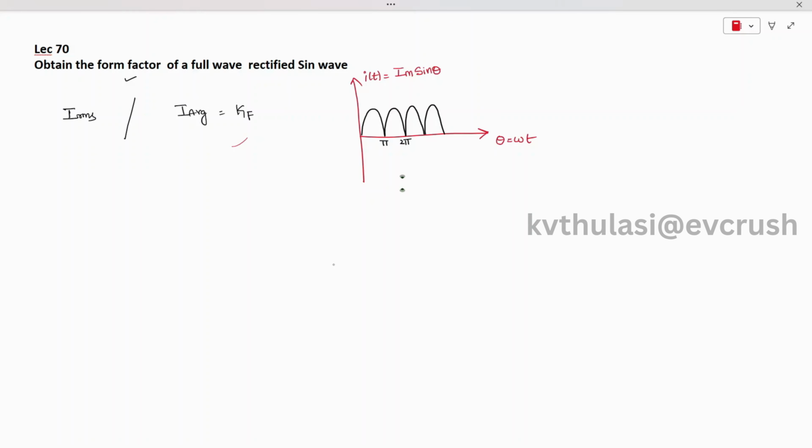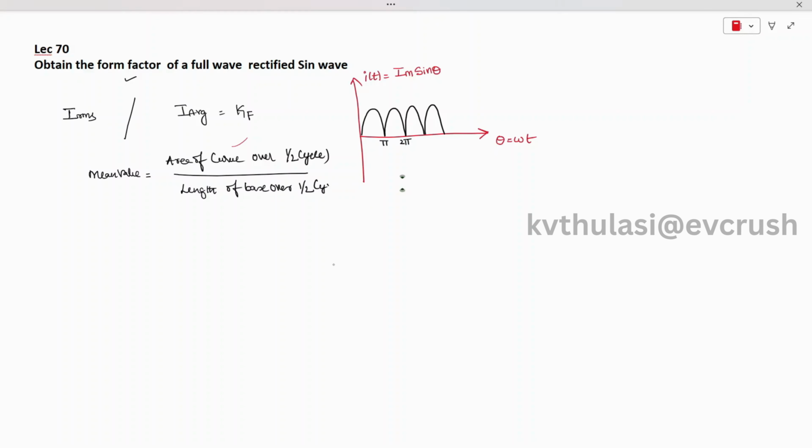Okay, so before going to this, let us try to find out the process. Let's try to find out the mean value of the waveform. The mean value formula is nothing but the area of the curve over half cycle, so we are going to do it only for half cycle, divided by the length of the base over half cycle.